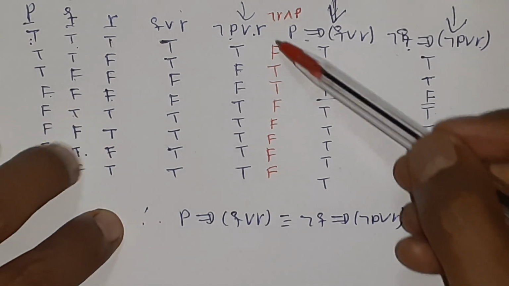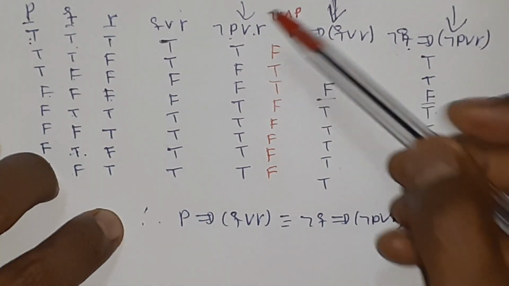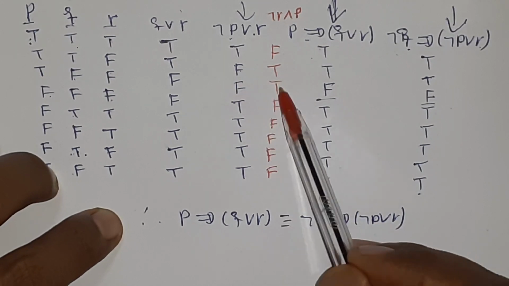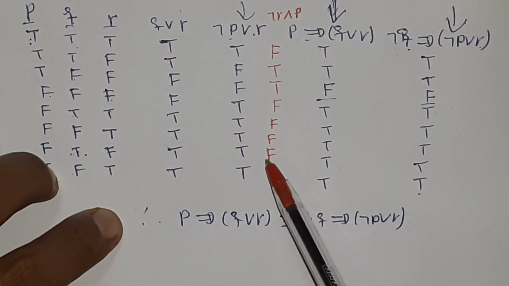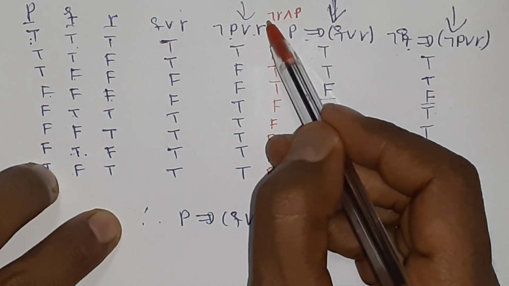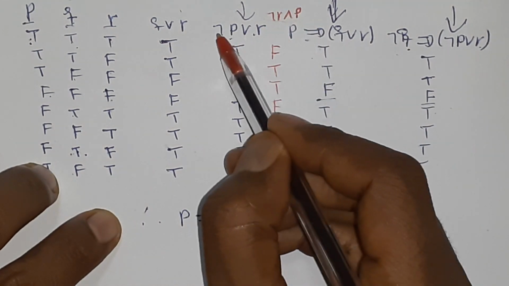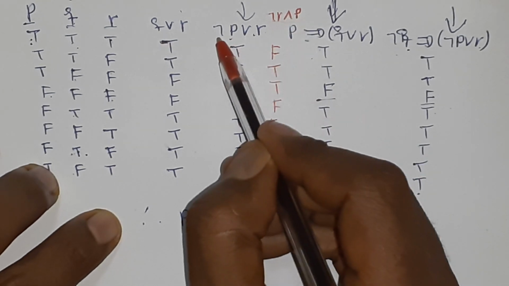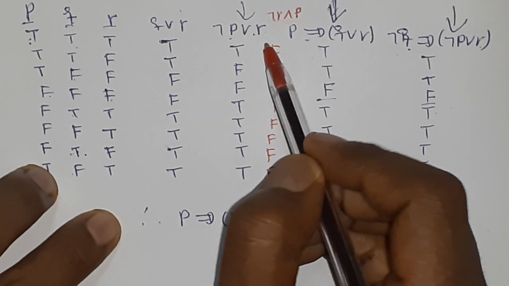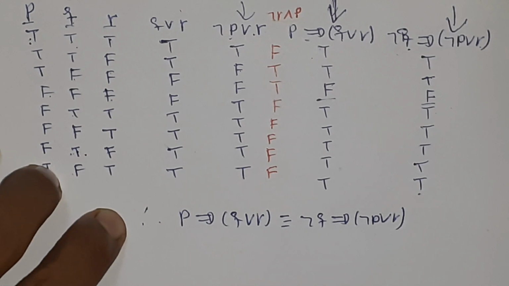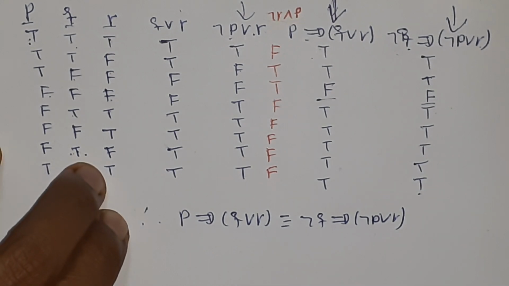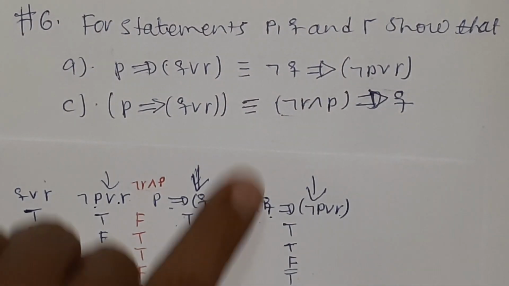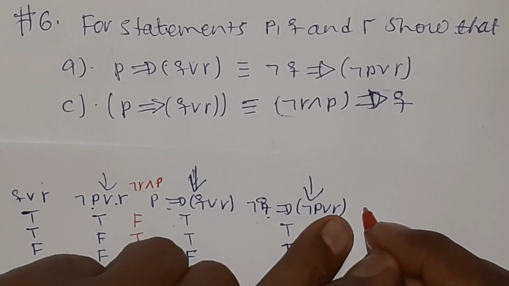We know that if we observe this column and this one, they are opposites. This is true, but this one is false; false, true, false, true, true, false, true, false, true, false. So from this we can conclude that the negation of R and P is the negation of P or R. They are opposites.